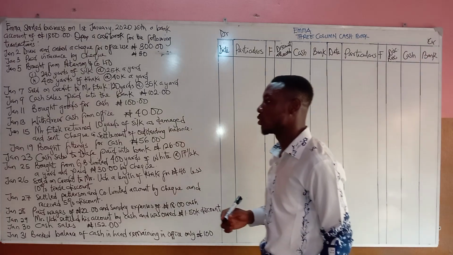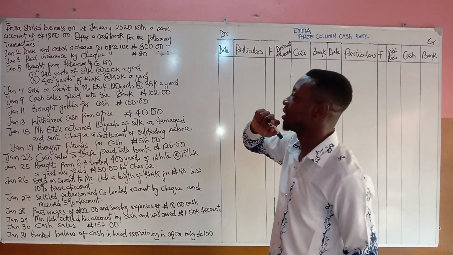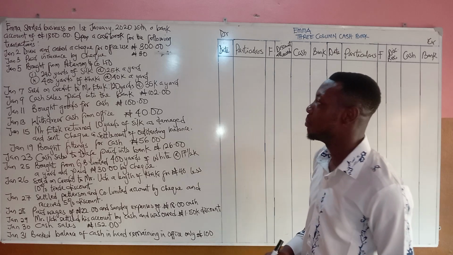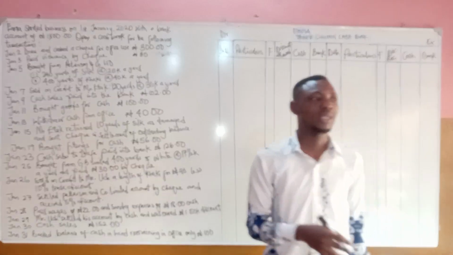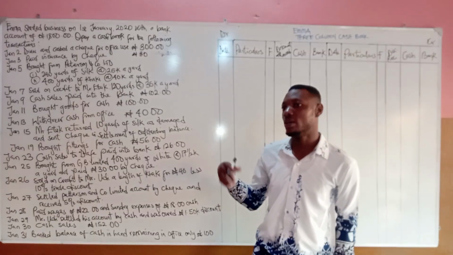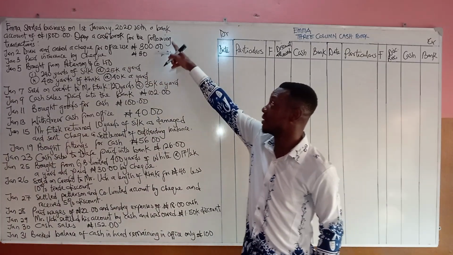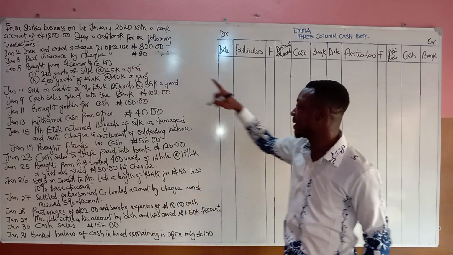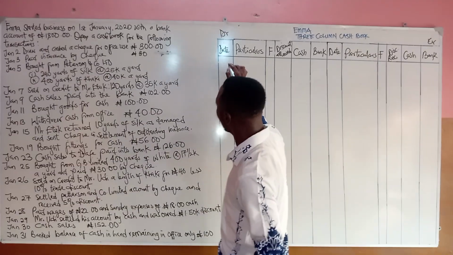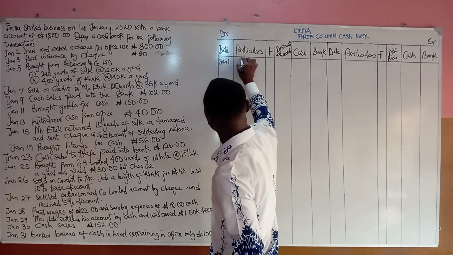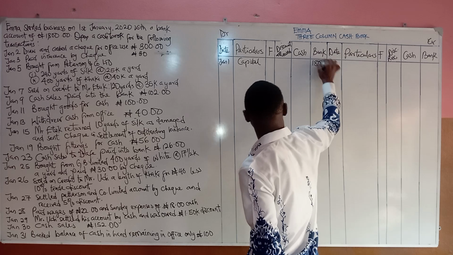Now, let's take a look at our questions. Read the first part. A man started business on 1st January 2020 with a bank balance of 1,800. In accounting, we always know that when you start a business with a financial asset or a fixed asset, know that that is an income. So it is recorded because it said with a bank balance. So it will be recorded against the bank column. And since it's starting business, that is capital. So our date is January 1st, and it's capital. And how much capital does it have? In the bank is 1,800.